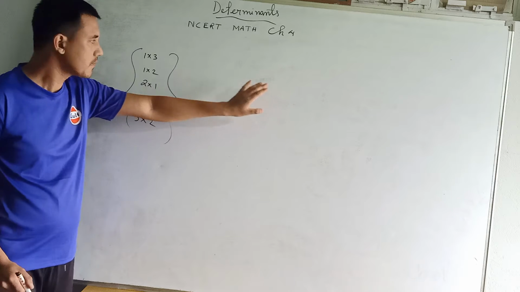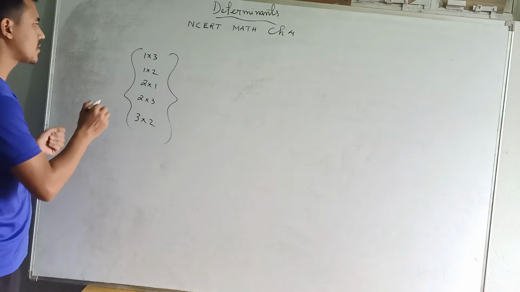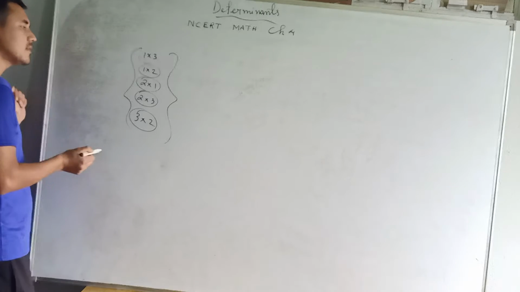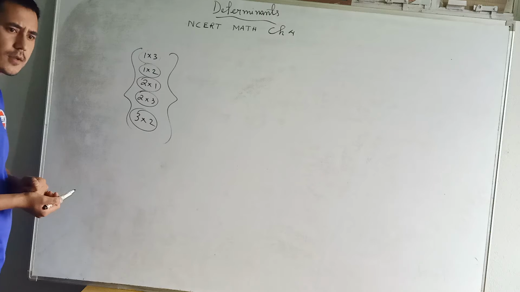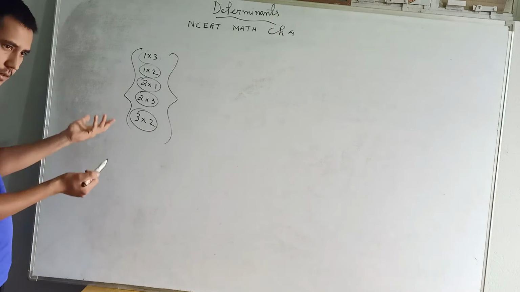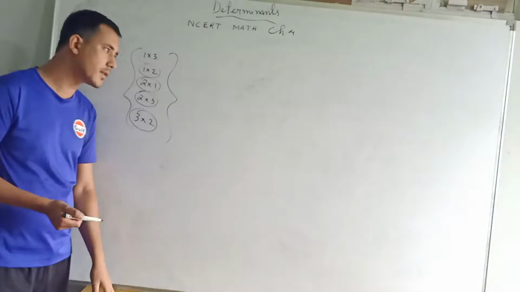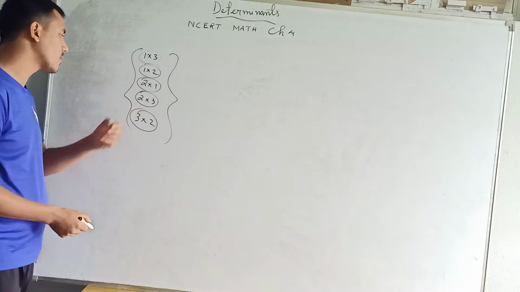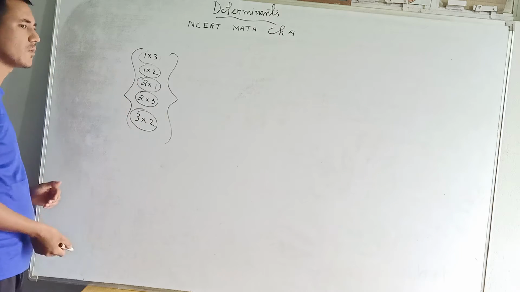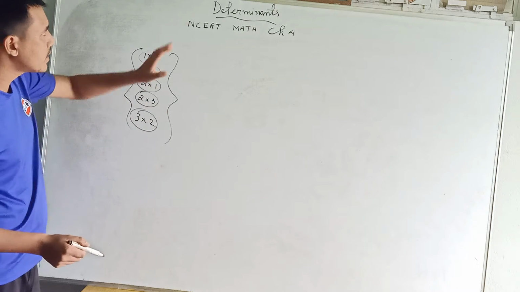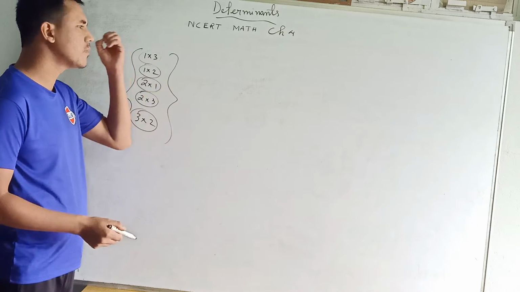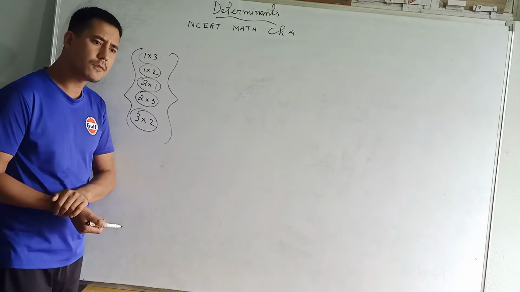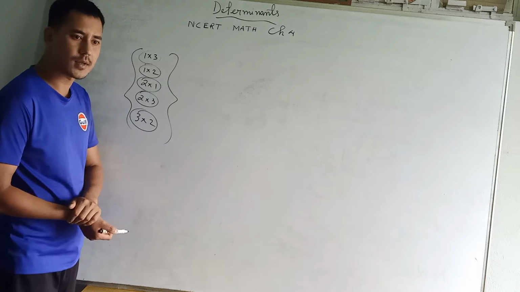Is it okay? In a matrix, it is not necessary that the number of rows and columns are equal. If the number of rows and columns are equal, then we call it a square matrix. But it's not necessary that it's always square. But in determinants, the number of rows should always be equal to the number of columns. That's the most important part.